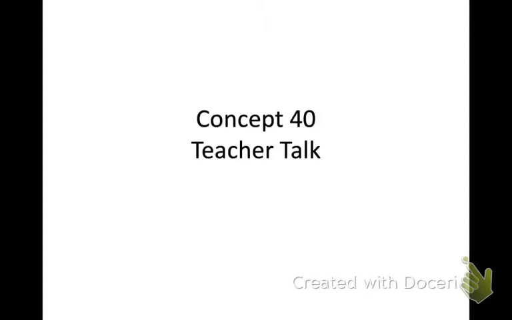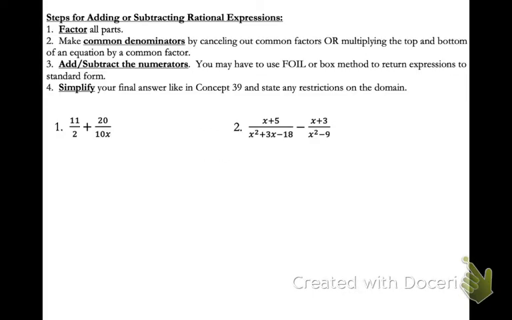Let's go over some concept 40 problems for this teacher talk, and that is adding and subtracting rational expressions. So remember your steps: first, we're going to factor all parts. We're going to then make a common denominator. Third, we're going to add and subtract the numerators, putting the numerators all over one common denominator, and then we'll simplify. This also just takes some examining of parts of the problem, and you have to make some decisions.